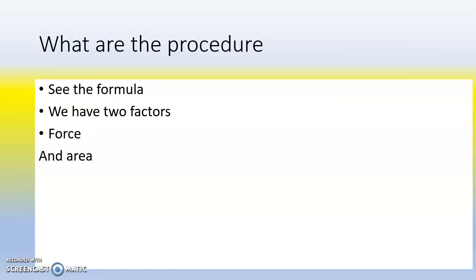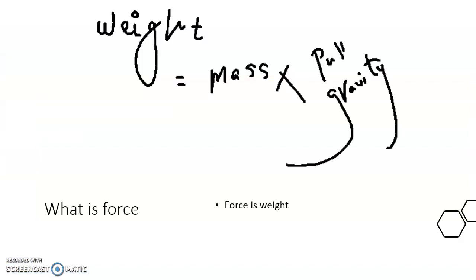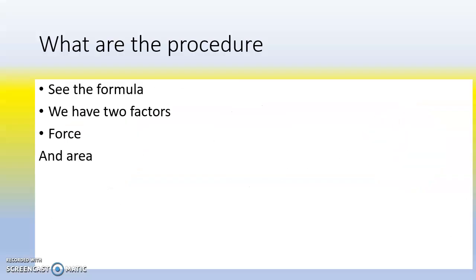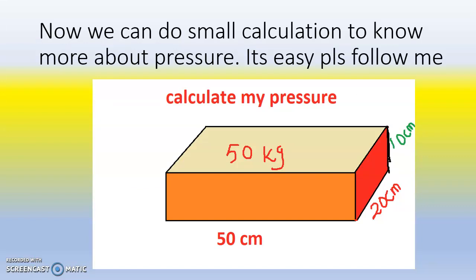Okay, what are the procedures to find the pressure? Just see the formula I gave you: force and area. There are just two factors, force and area, that affect the pressure. How to find the force? Force is the weight, as I told you before. If you know the mass, how to find the weight? Take your mass using a balance and multiply it by the pull of gravity. The gravity changes. On the earth, the gravity pull value is 9.8, almost 10. The value is 10. You multiply your mass by 10, you get your weight. For example, here 50 kilogram is your mass, so multiply by 10. What is the answer? 500.